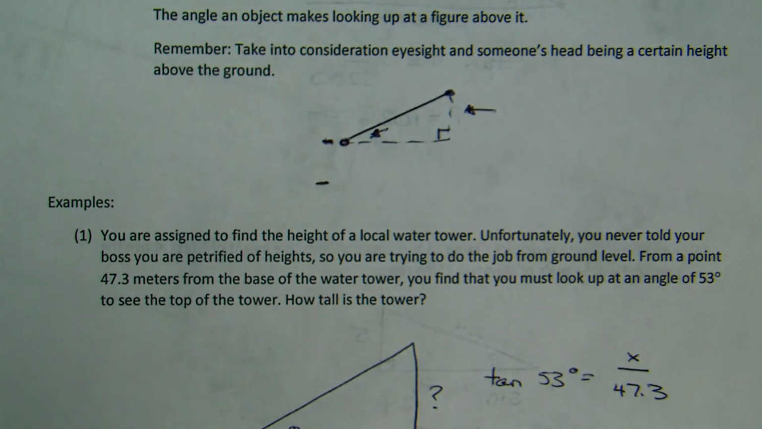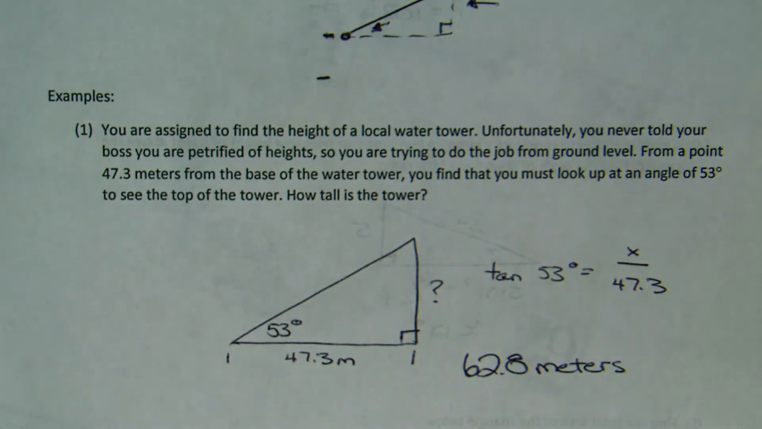All right, so example one, you are assigned to find the height of a local water tower. Unfortunately, you never told your boss you were petrified of heights, so you're trying to do the job from ground level. From a point 47.3 meters from the base of the water tower, you find that you must look up at an angle of 53 degrees to see the top of the tower. How tall is the tower?